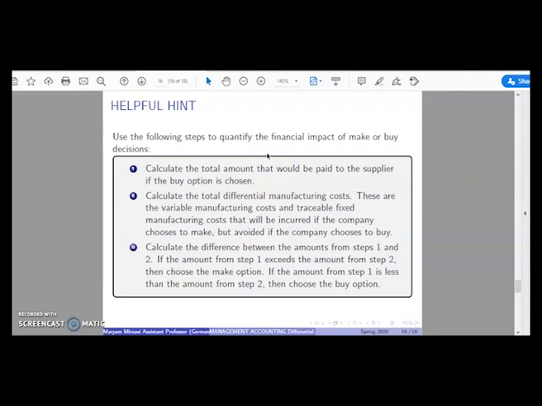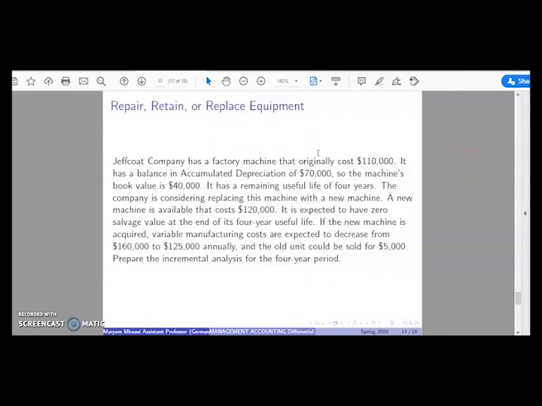And finally, calculate the difference between the amounts from step 1 and step 2. If the amount from step 1 exceeds the amount from step 2, then choose the make option. If the amount from step 1 is less than the amount from step 2, then choose the buy option. This is exactly the process that we did for the previous exercises, just now we did it in terms of make or buy decision.